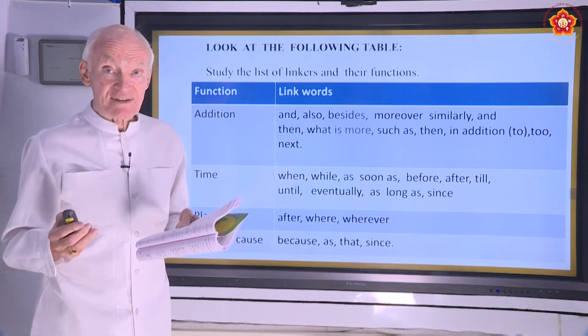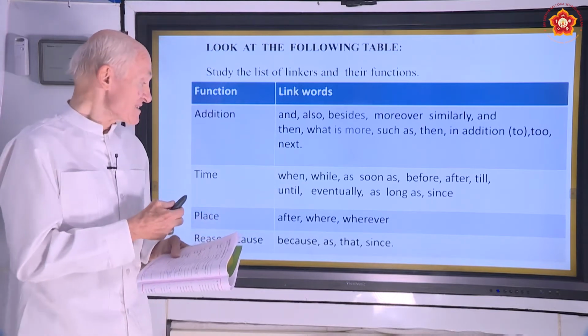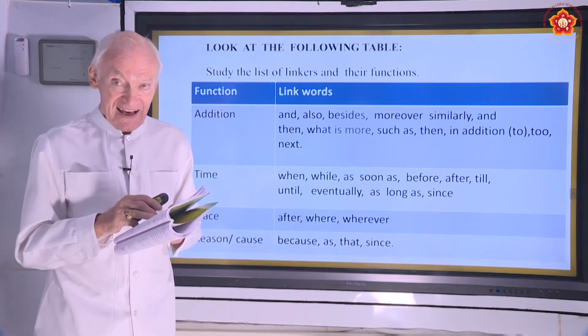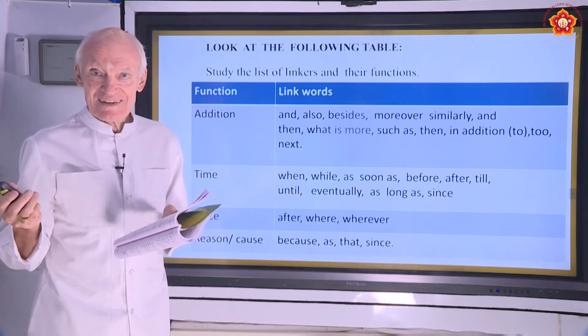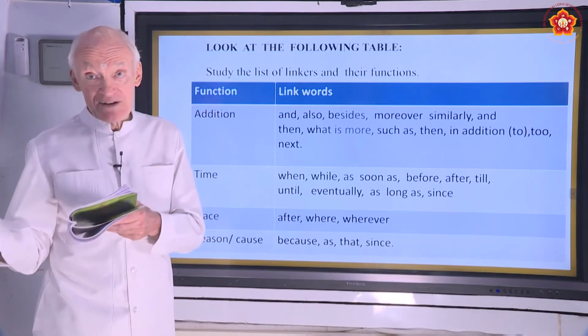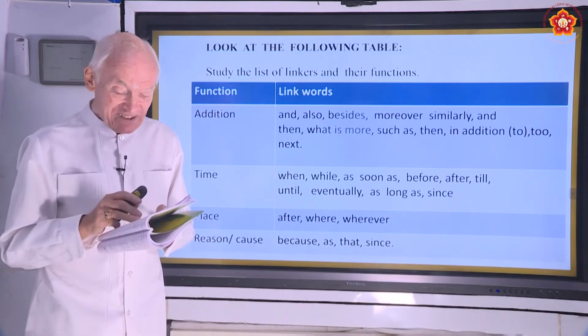And what's the reason? The reason we're writing these sentences, okay? The reason is because, as, that, and since. These are all linkers to go into the reason. I wanted to make my mother happy because I felt I should have made her happier. I should have been a more fun boy, okay? So that's the reason.